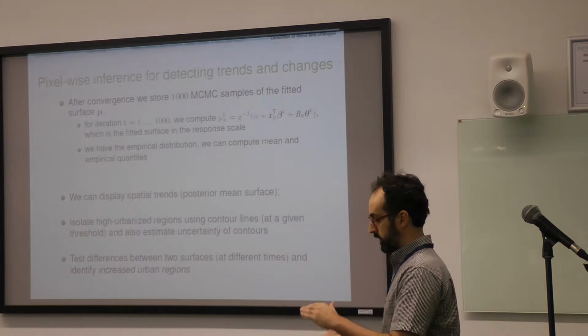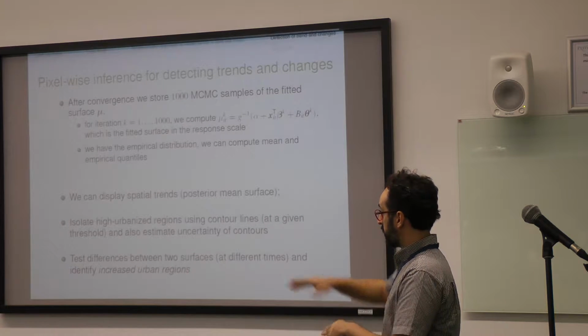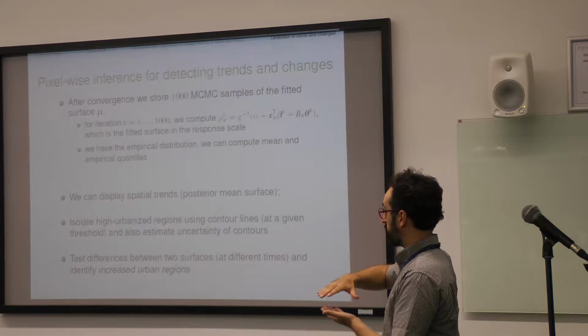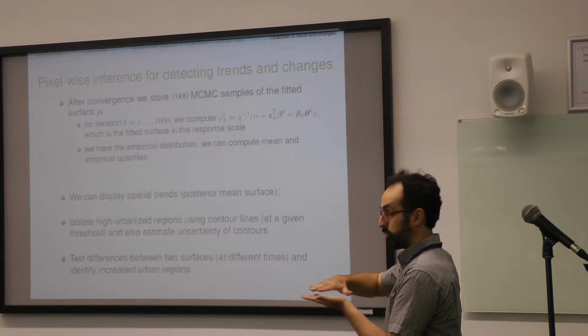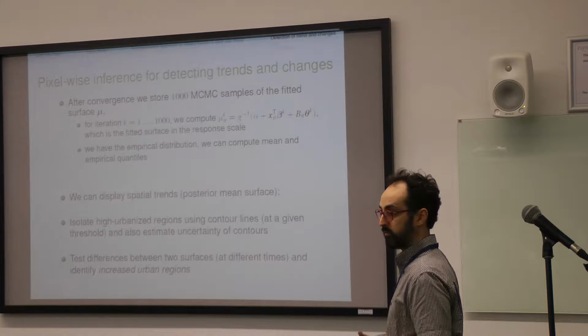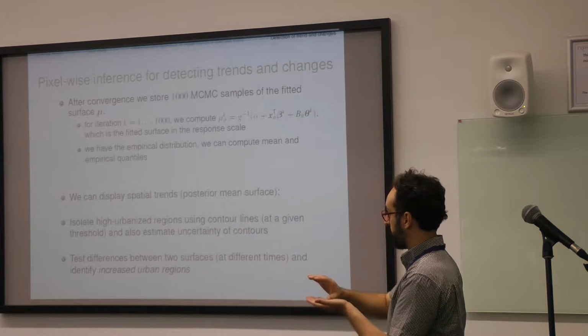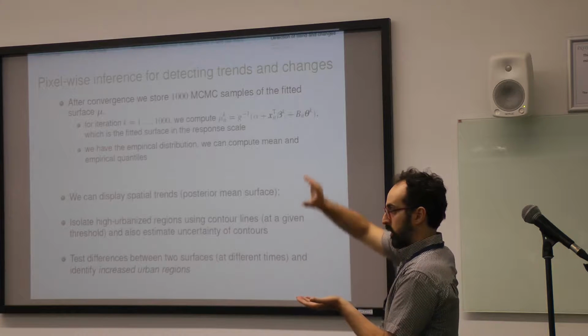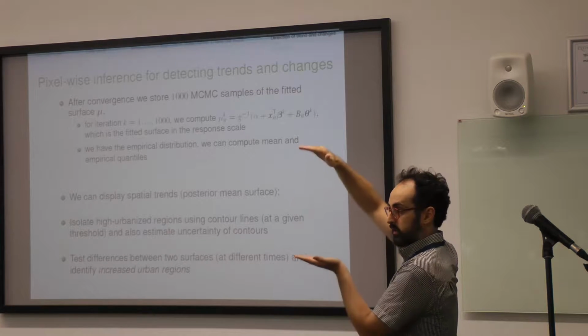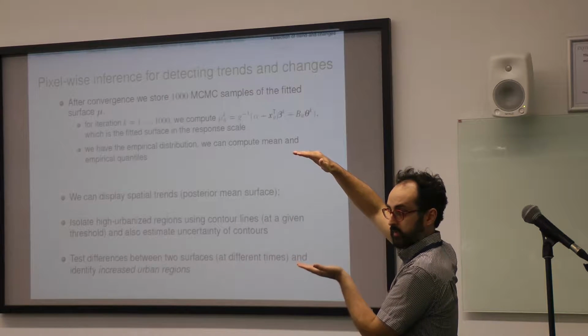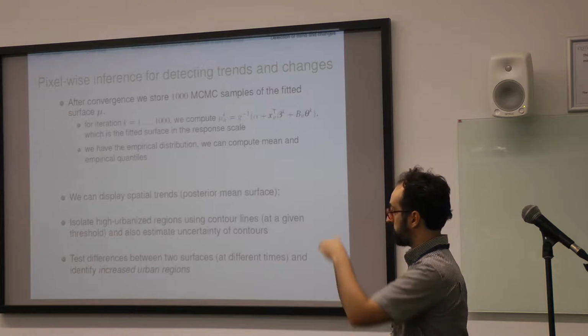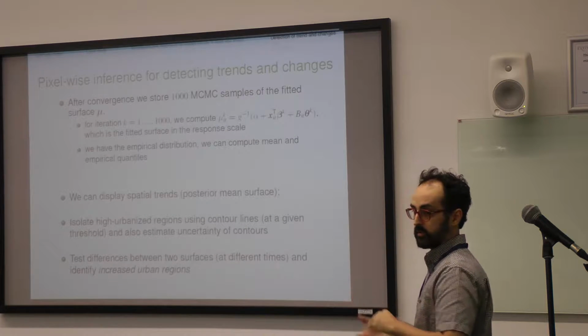So what you can do is, for instance, isolate highly urbanized regions by assuming a reference level. So you may assume 50% as a reference level for urbanization and check which are the pixels which have a distribution that is above this reference level. Because you can do inference because you have an MCMC sample of the surface.